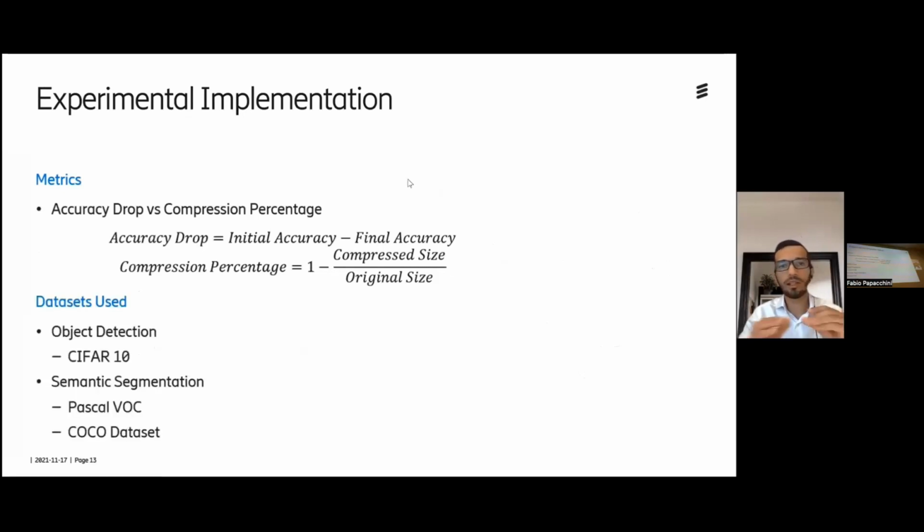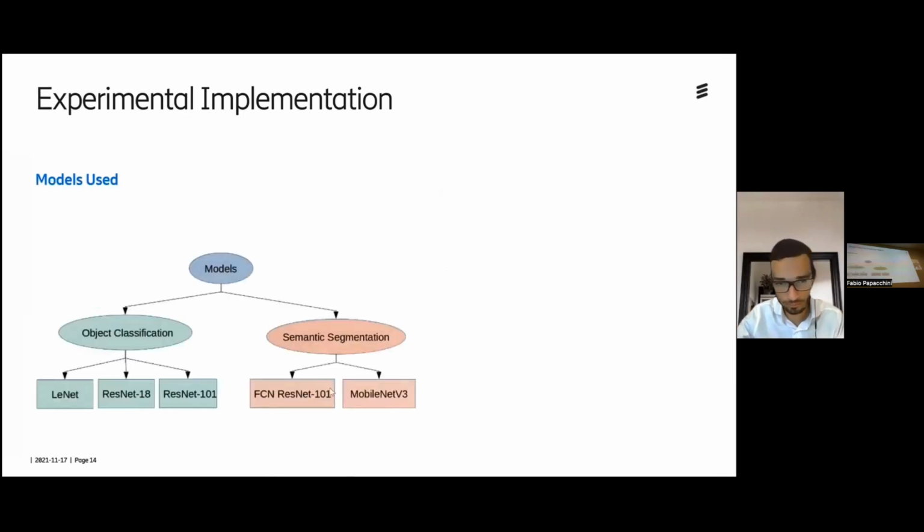And we divided our experiments into sections. So we had object detection and semantic segmentation, and we used different datasets for each one. For object detection, we used CIFAR-10, and for semantic segmentation, we used the Pascal VOC and Pobble datasets.